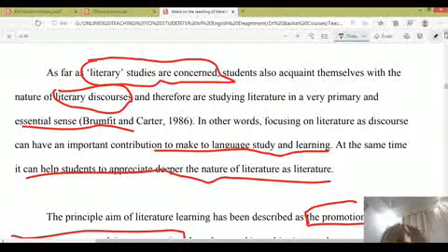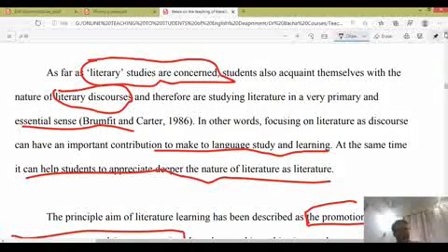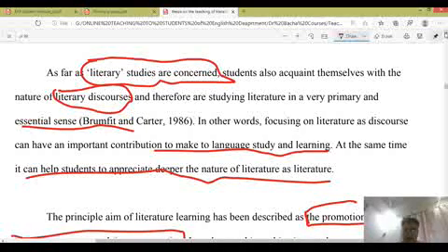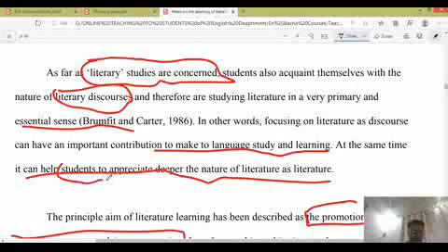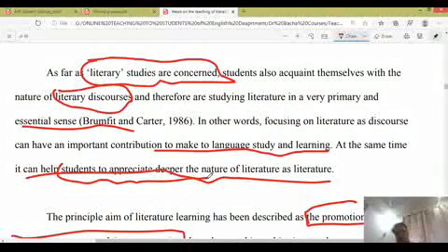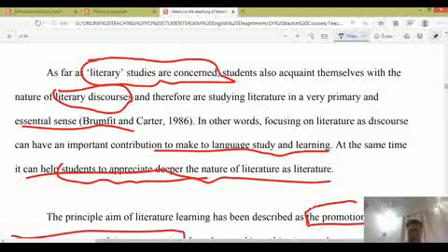So literature as a discourse enables you to make an important contribution to language and learning. The more you are expert in literature, the more you are expert in language, so that can help you develop better language and learning. So grip on literature is directly linked to language study and language learning. So what we understand here is that it can help students to appreciate the nature of literature more deeply. Such an approach of understanding literature as a discourse helps students greatly to understand literature.